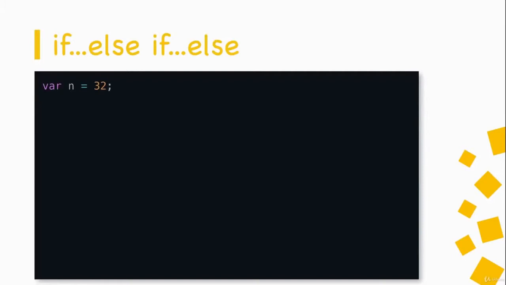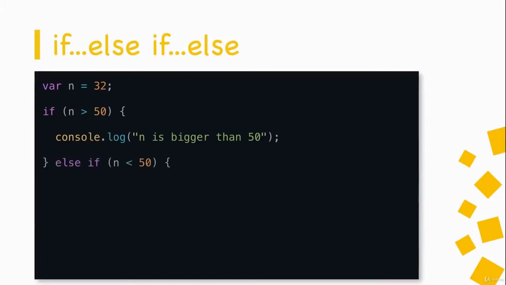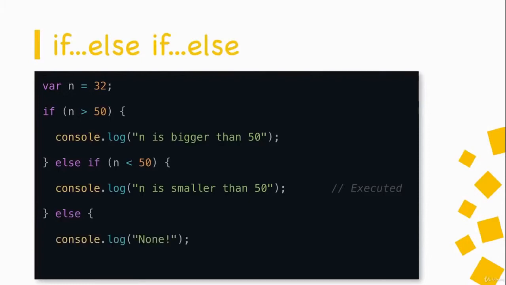So let's see another example. In this case, we'll define a variable n, which equals 32. And now we'll define the if block, and the condition is n is greater than 50. So if n is greater than 50, then we will log to the console n is bigger than 50. Else if n is less than 50, then we will log to the console n is smaller than 50. And if neither of them are true, else we will log none to the console. And then we end the conditional.